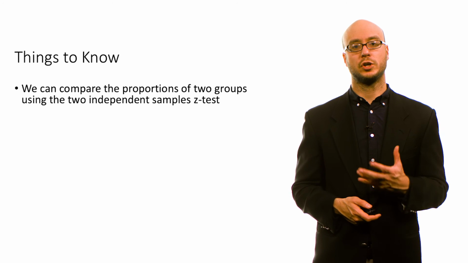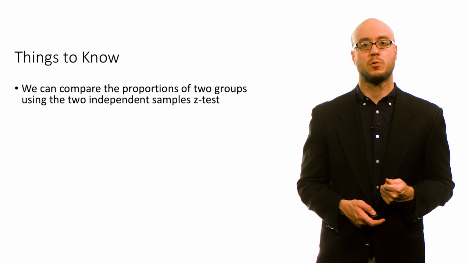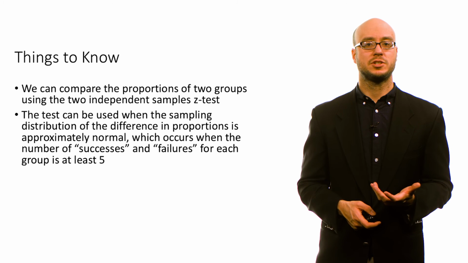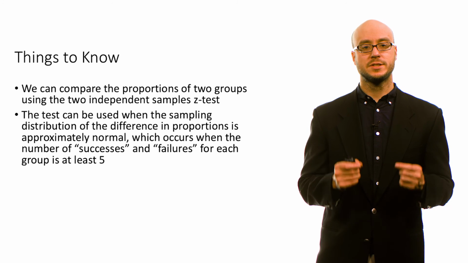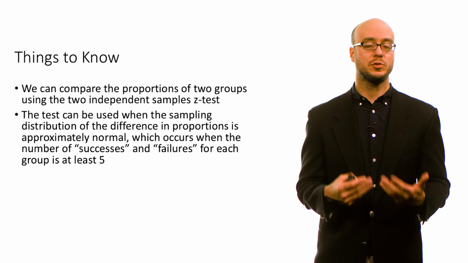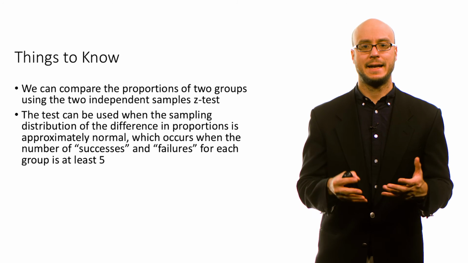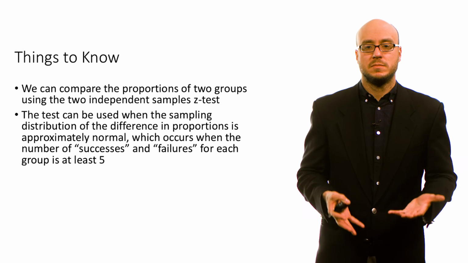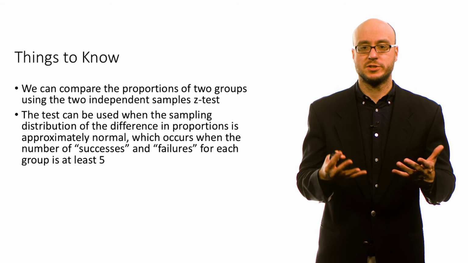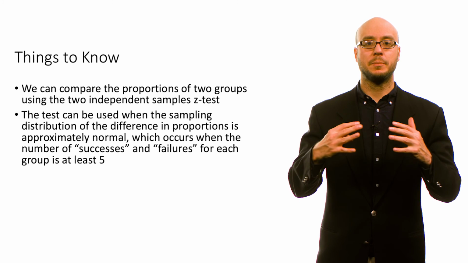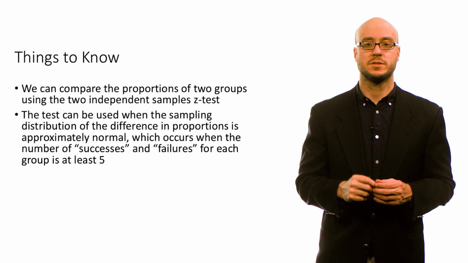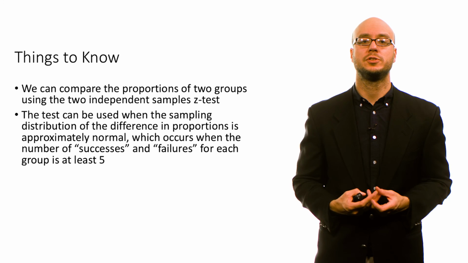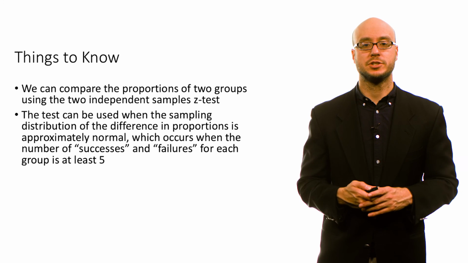So, several things to know when we're looking at the difference of two proportions. We can use the two independent sample z-test. This can be used when the sampling distribution of the difference in proportions is approximately normal. This occurs when the expected number of successes and failures for each group is at least 5. We can use the data at hand to check this condition. Intuitively, most of the time, this is just a reflection of the sample size. With a larger sample size, we can be more confident that the sampling distribution for that difference of proportions will be approximately normal, and we can use a standard normal model to model that sampling distribution.